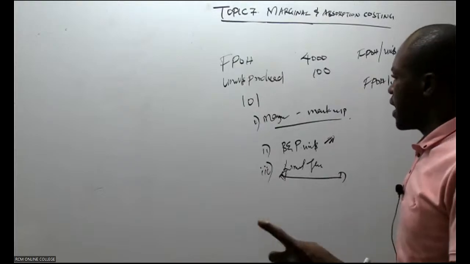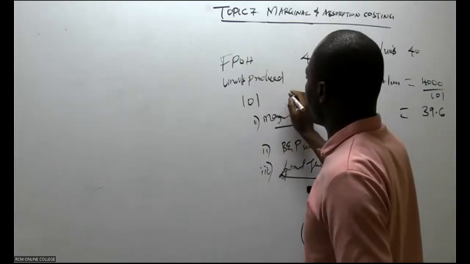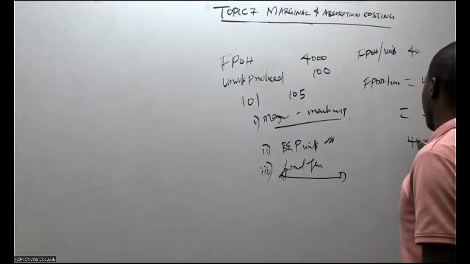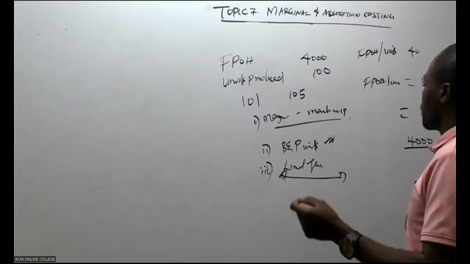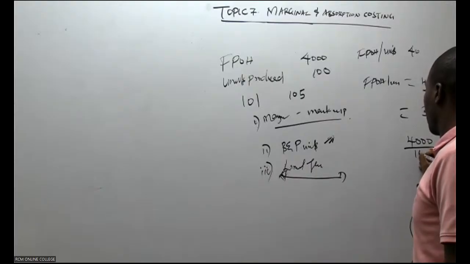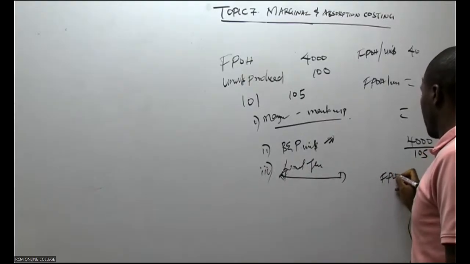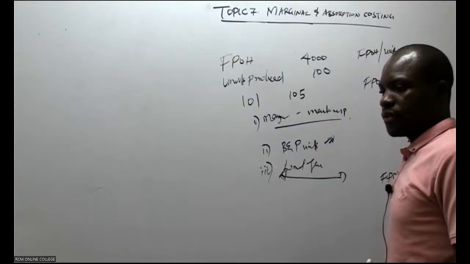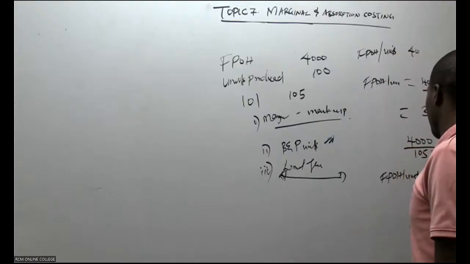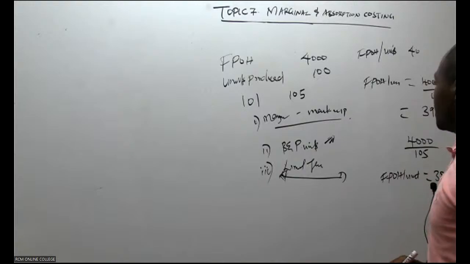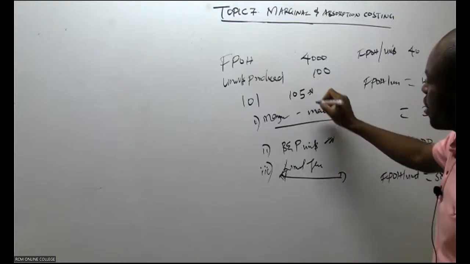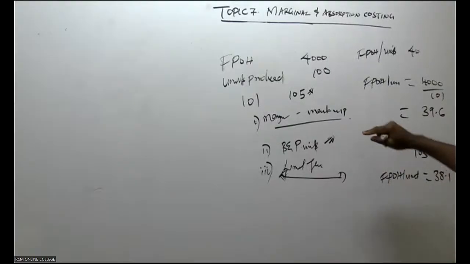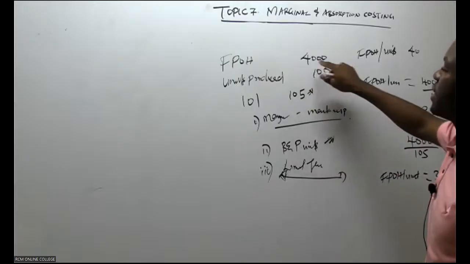Let's say the company has tried so hard to increase this to 105 units. What will be the new fixed production overhead per unit? It is 38.1. So you can see, as the quantity increases, the fixed production overhead per unit is reducing. The company is able to recover the fixed production overheads that were incurred.